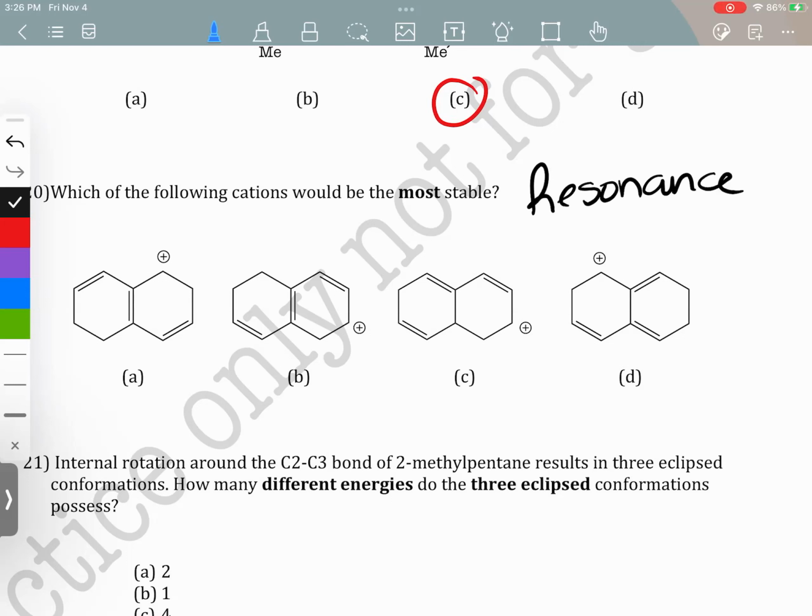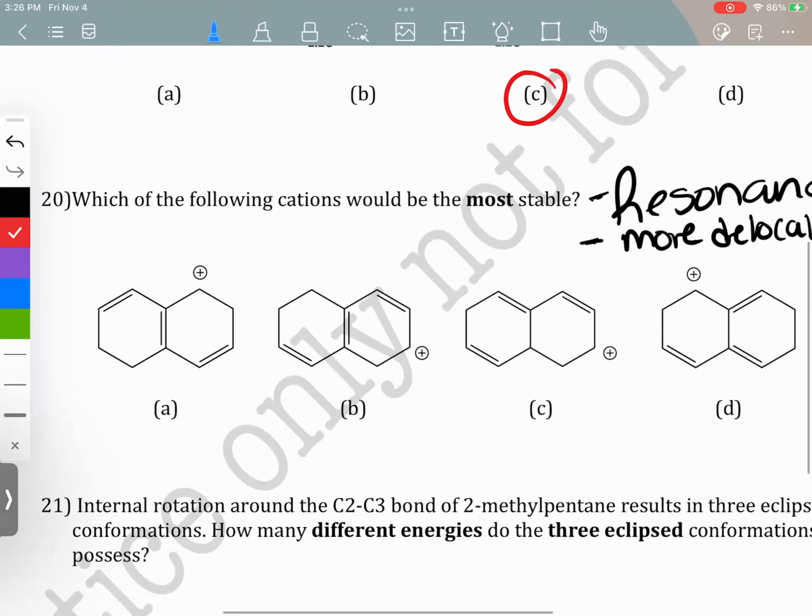Resonance can definitely occur. So now we're going to resonate each of these carbocations, right? And the one that's most stable means what about the resonance? So the most stable carbocations, you think that'll resonate less or more? More, right. The more delocalized, the more stable the resonance. So which of these carbocations will resonate more?